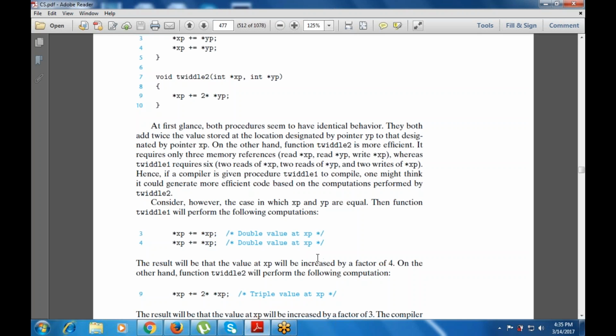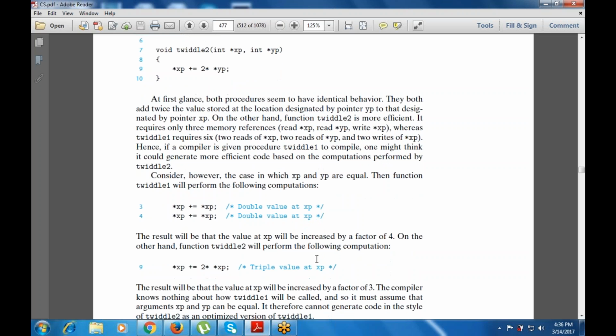Yeah, this is used for the documentation of the program. The result is that the value at xp will be increased by a factor of 4. On the other hand, function twiddle2 will perform the following computation: pointer xp plus equals 2 times xp. So this triples the value at xp. Now the result is that the value at xp will be incremented by a factor of 3.